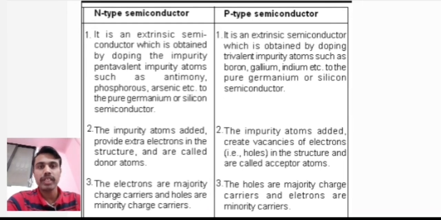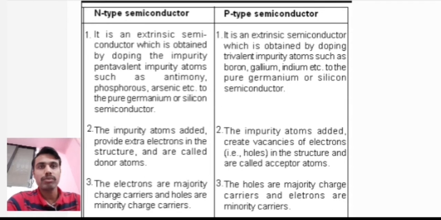In the case of a p-type semiconductor, trivalent impurity atoms are added to the intrinsic semiconductor. Examples of trivalent impurity atoms are boron, gallium and indium. These are group 3 elements in our periodic table, having 3 electrons in their outermost shell.